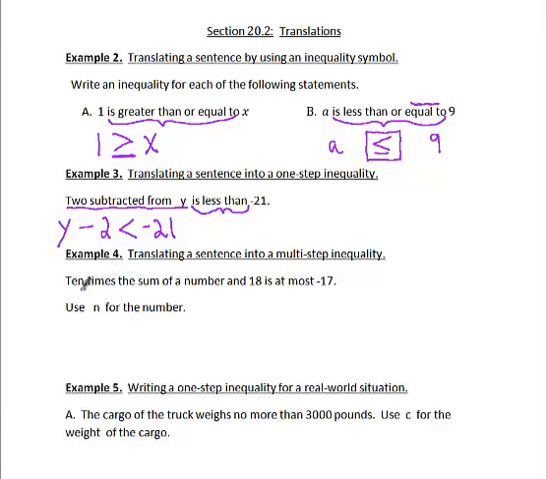Example 4 says 10 times the sum of a number and 18. Okay, so in other words, we have 10, and then we multiply it times a sum. Okay. Well, what's the sum? Well, the sum is the number and 18. Sum implies that we add these two numbers that follow. Is at most, okay, this is a sort of a different phrase than what we were given in our table.